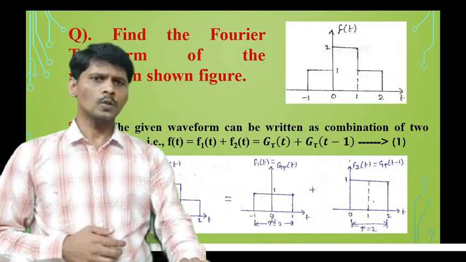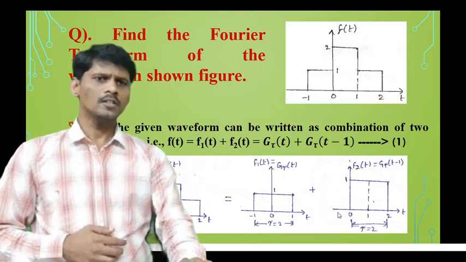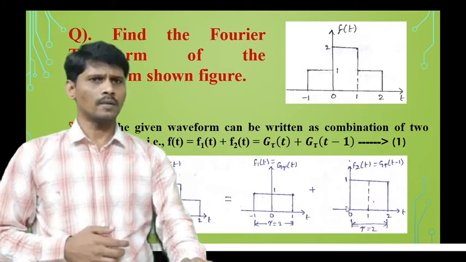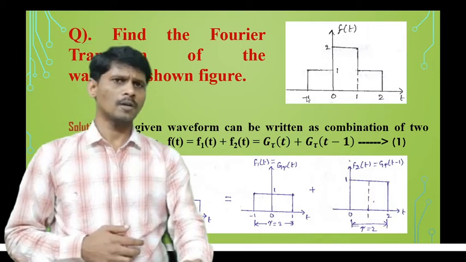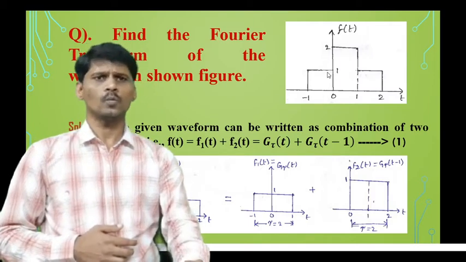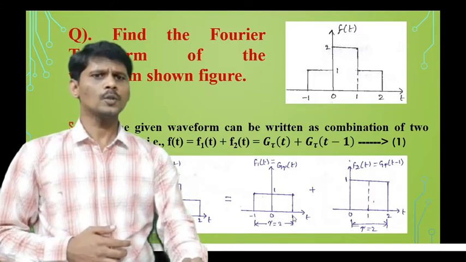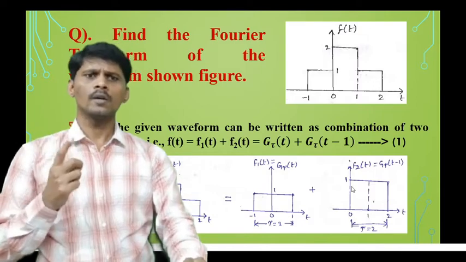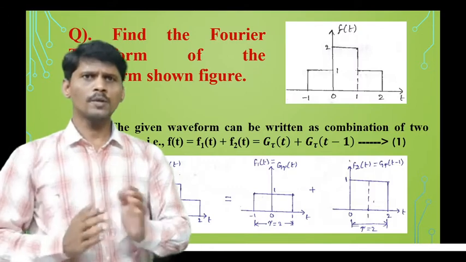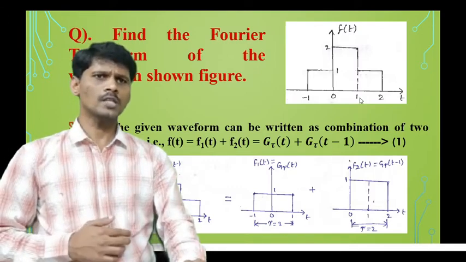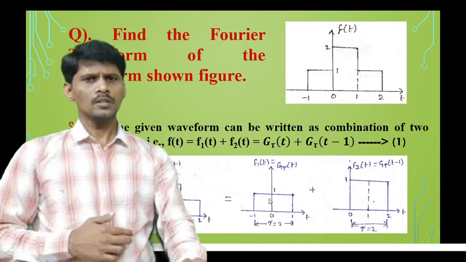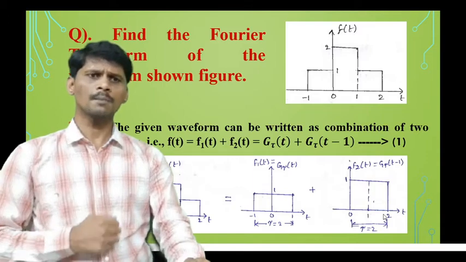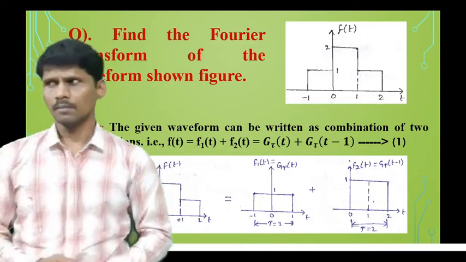From minus 1 to 0, what is the amplitude? In the first waveform it is 1. In the second waveform, from minus 1 to 0, the amplitude is 0. So 1 plus 0 is 1, and in the given waveform, from minus 1 to 0, the amplitude is 1. From 0 to 1, the amplitude is 1 in the first waveform and 1 in the second waveform. 1 plus 1 is 2, so in the given waveform, from 0 to 1, the amplitude is 2. From 1 to 2, the amplitude is 0 in the first waveform and 1 in the second waveform. 0 plus 1 is 1.